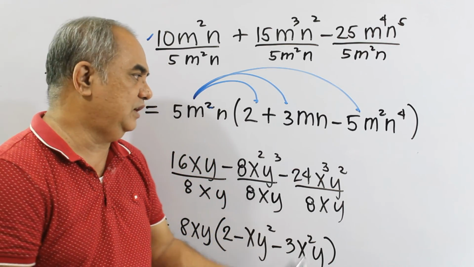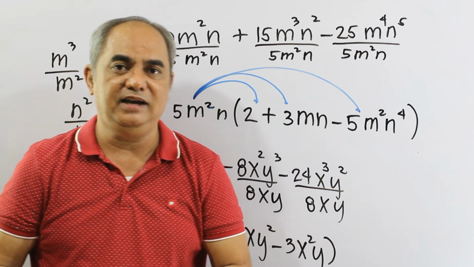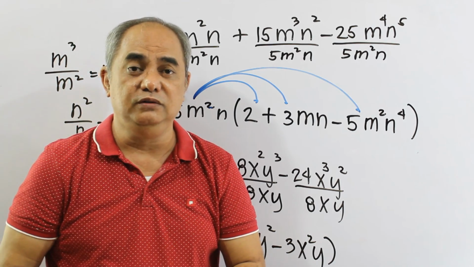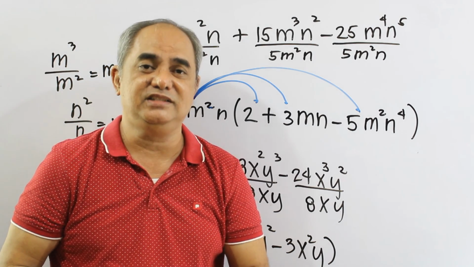I hope these two examples here will give you an idea, and somehow you will learn how to do factoring using common monomials in a simpler way.